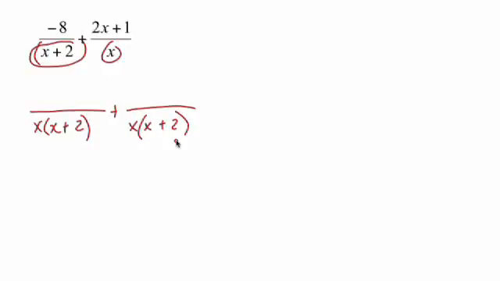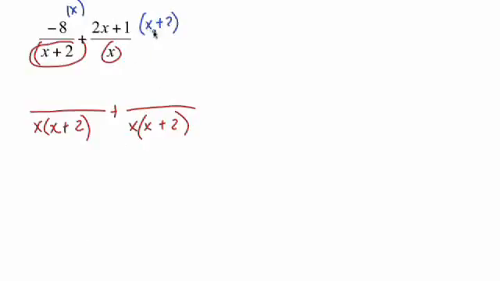Now, we ask ourselves, what did we do to go from here to here? Well, we added that x, so that x is going to get multiplied in the top. And then what I added down here was x plus 2. And that's where this problem gets interesting.